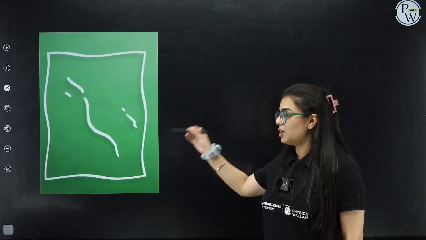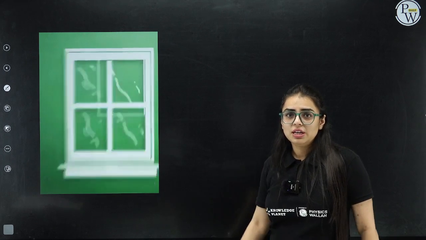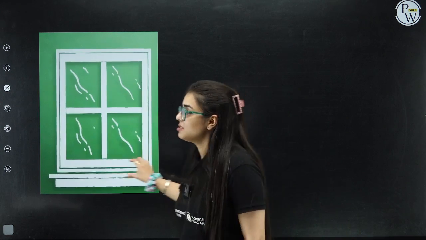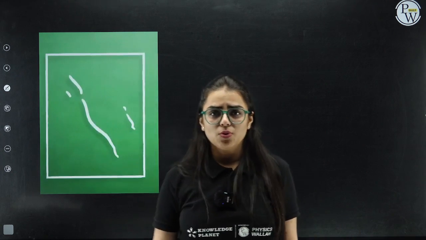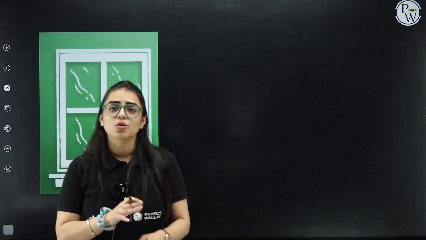This is a window pane, right? A window, the glass window. This is the window, this is the glass of the window. Now students, just tell me why it is thick at the bottom and thin at the top. What is the reason behind it?